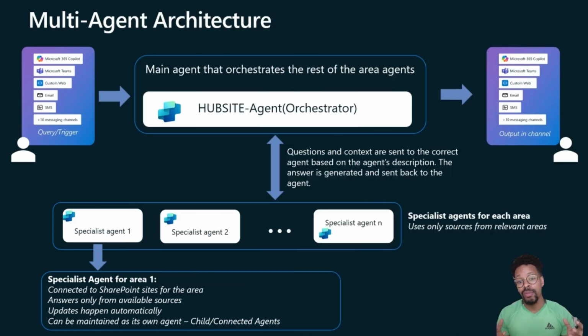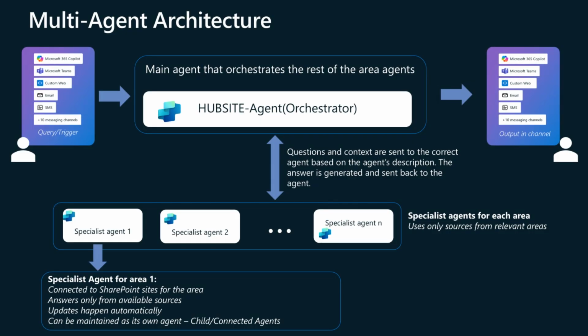So, what is a multi-agent architecture and how do multi-agents work in Copilot Studio? Let's look at this example. When a query or trigger comes in from Teams, Copilot for Microsoft 365, a custom web app, email, or any other channel, it first reaches the main orchestrator agent. In this case, it's the hub-side agent.